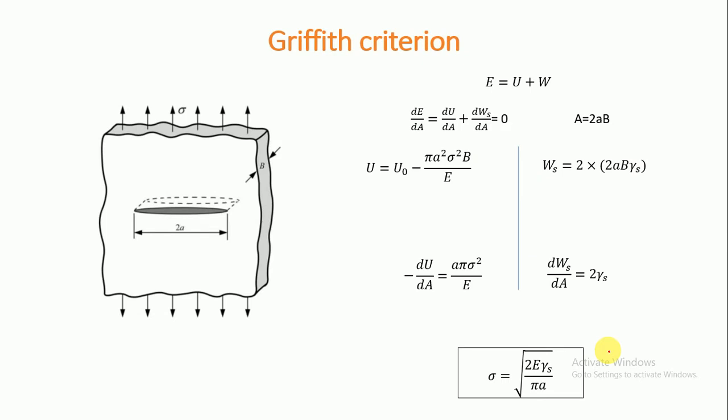Now we know that fracture is of two types: one is brittle fracture, one is ductile fracture. In the case of brittle fracture, we consider that there will be no plastic deformation. Plastic deformation is an irreversible process.